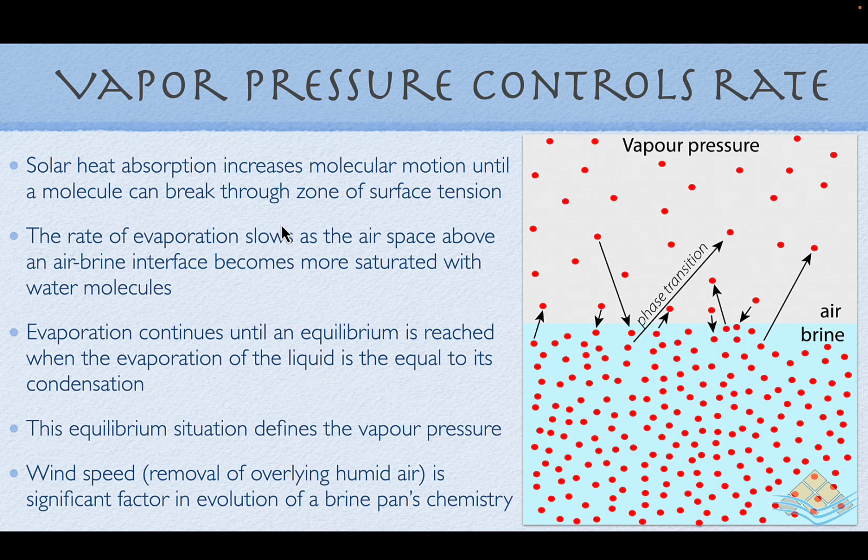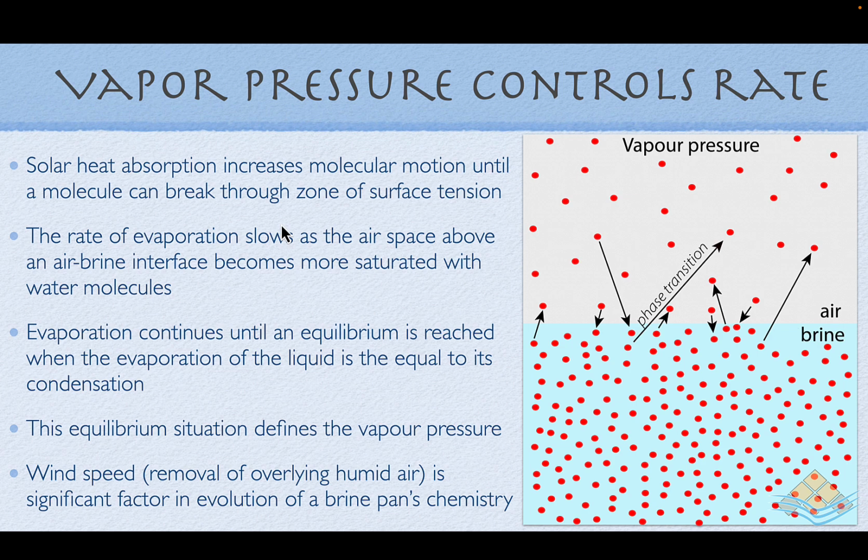If that air above the brine doesn't move, then that air interface above the brine will become increasingly saturated with water molecules. And it will reach a point where there's sufficient water molecules in that overlying zone to prevent further escape of water molecules from the brine itself. In other words, evaporation continues until we reach an equilibrium between the evaporation of the liquid, the escape of the water molecules, being equal to the level of return of those water molecules to the brine, the condensation. And it's that equilibrium situation which defines the vapor pressure of a brine.